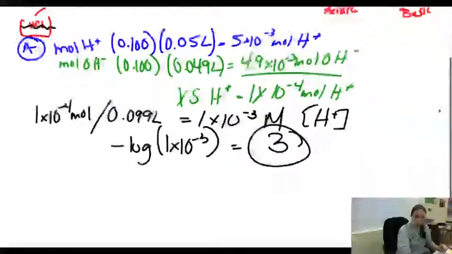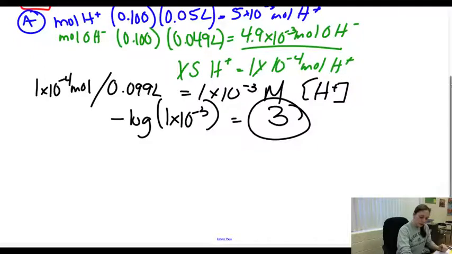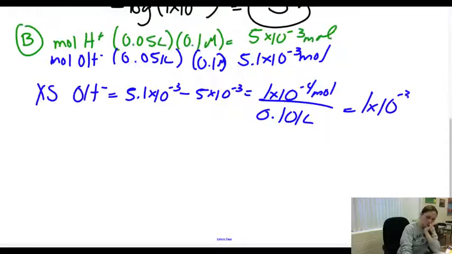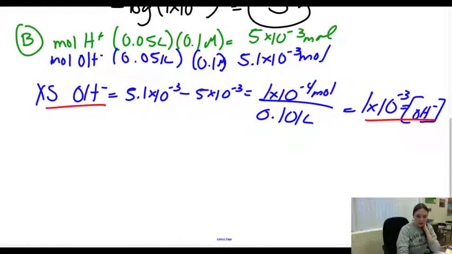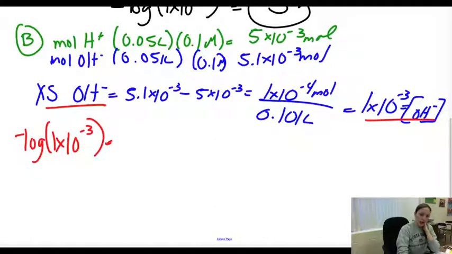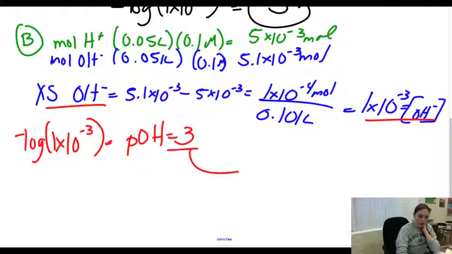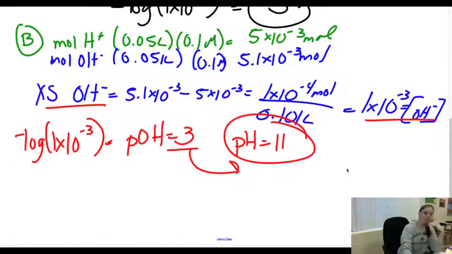So do the same thing with after, but flipped, because now I will have extra base. Figure out how many moles of H plus, how many moles of OH minus, subtract the difference, divide by your total volume, do the negative log. In this case, this is my OH minus concentration because I have extra base. So I take the negative log of 1 times 10 to the negative third, and now I'm looking at a pOH of 3, which means that my pH is 14 minus that, so my pH is 11. And we are basic.